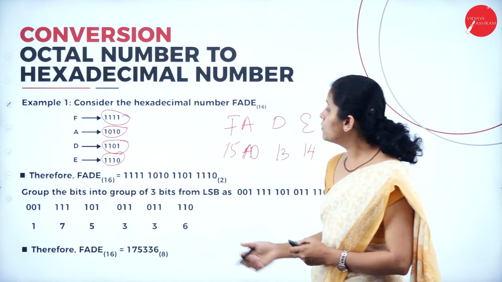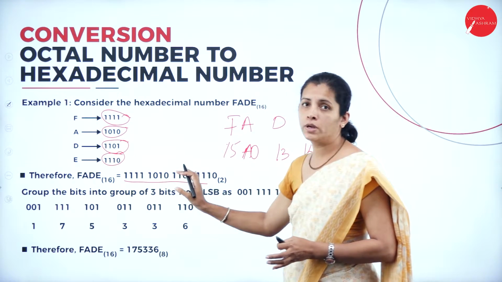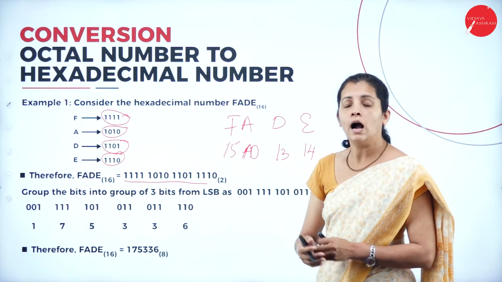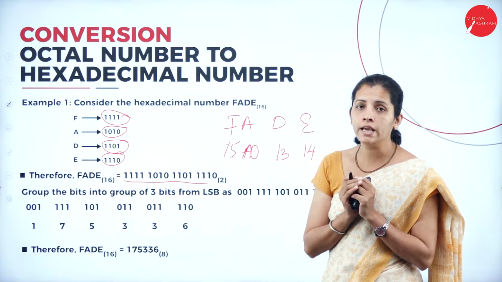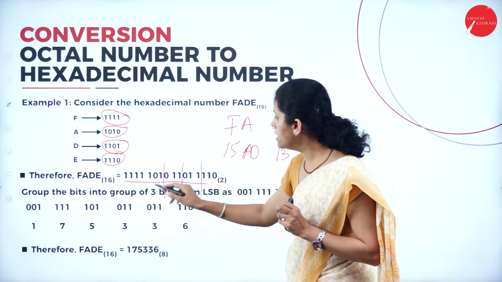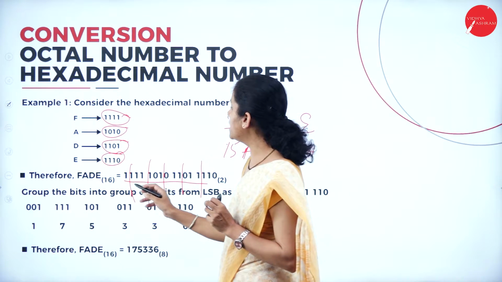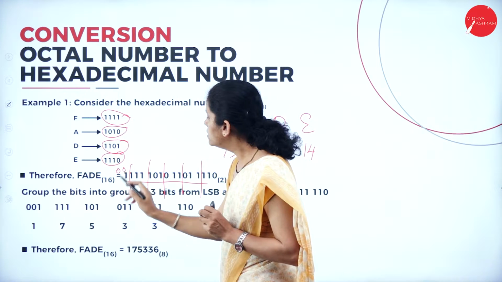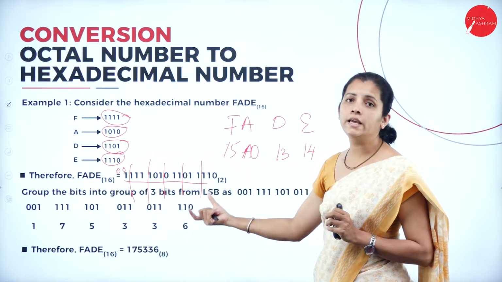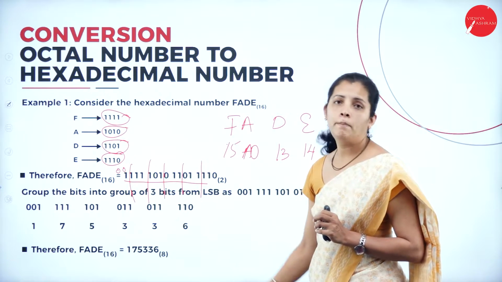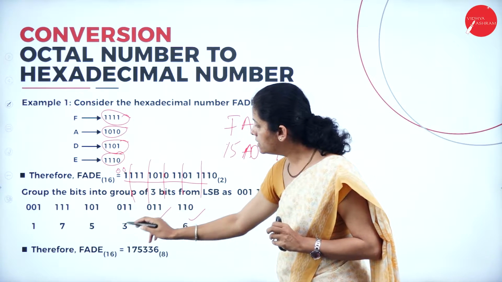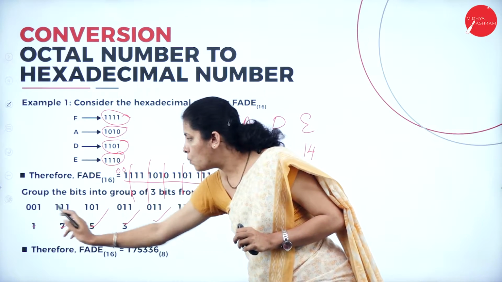Now dear student, I'm going to write all the bits together. Now according to the rule, I want to group and each group must have 3 bits. So I'm going to group 1, 2, 3. It is 3, 3 and 3. To make it 3 bits, I'm going to add 2 zeros at the end. Now I'm going to write the octal equivalent for this binary. So here it is 1, 7, 5, 3, 3, 6.